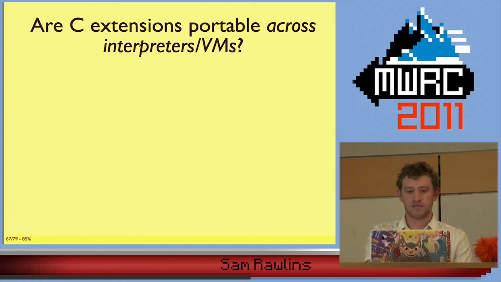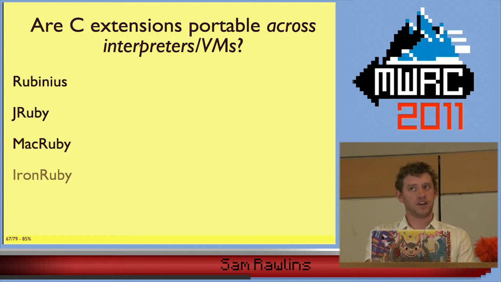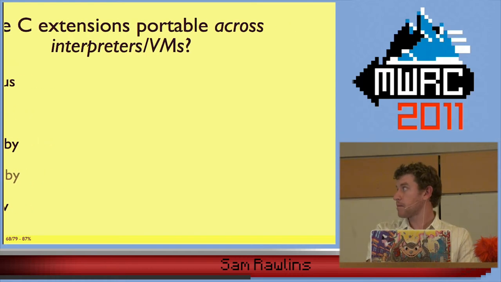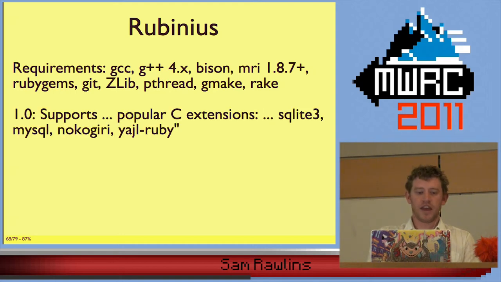So let's look at all the big known alternative VMs. We're going to look at Rubinius, JRuby, MacRuby, not IronRuby. I'm not sure if that project just fell off the earth, but that kind of makes me sad. So, looking at Rubinius, these are the requirements. It's a little weird, but it's basically a subset of the requirements to compile a C extension, so we're good there. And so Rubinius works in a lot of different places.